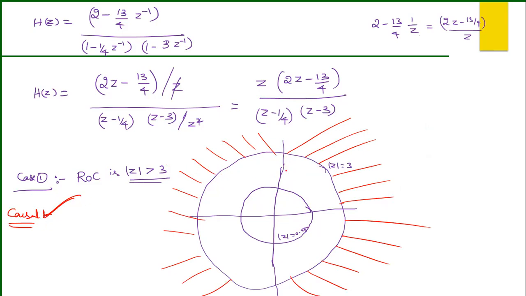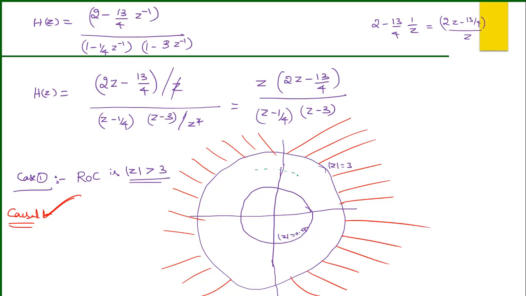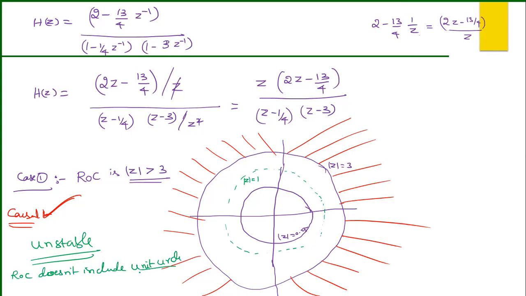Now, where will the unit circle be? Somewhere here, between 0.25 and 3. Whether the ROC includes the unit circle? Obviously, no, because ROC is greater than 3, it won't include the 1. That means it is unstable. Why is it unstable? Because the ROC doesn't include the unit circle. That's why the system is unstable.